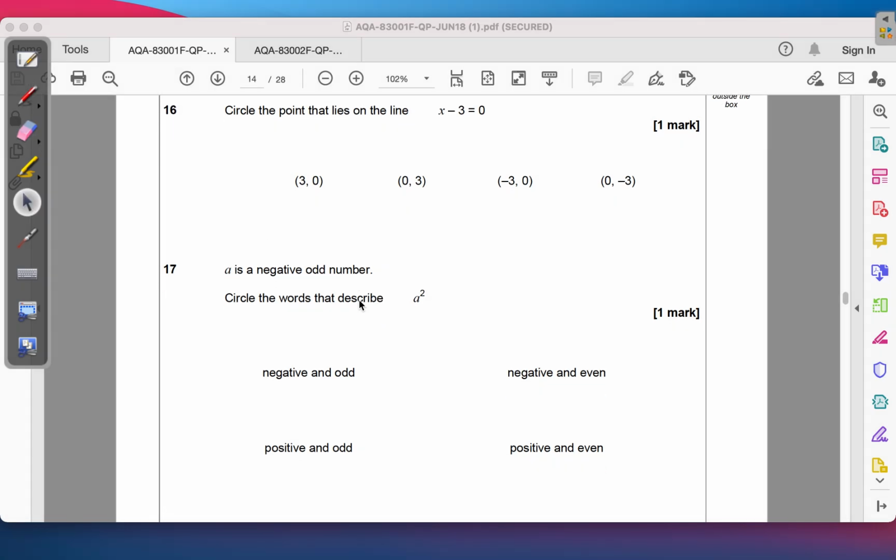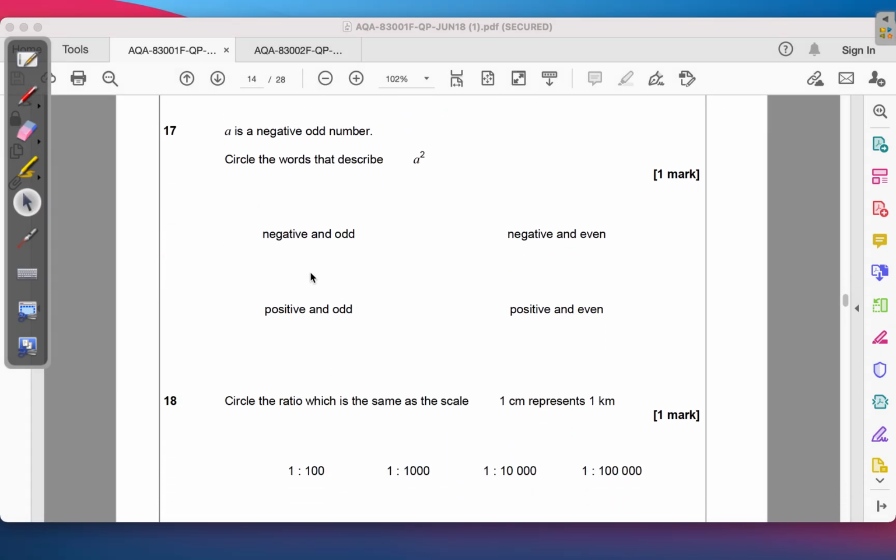Now, next one. a is a negative odd number. Circle the words that describe a squared. The best way to do this is to think of a negative odd number. Let's think of, say, minus 3. So let's square this number. Minus 3 times minus 3. We do the numbers first, so 3 times 3 is 9. Then we look at the signs. A negative and a negative cancel out, so we end up with a positive 9.